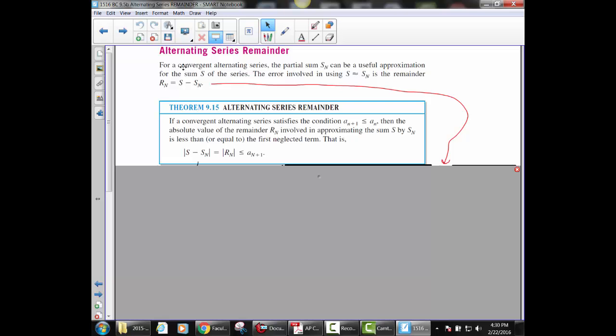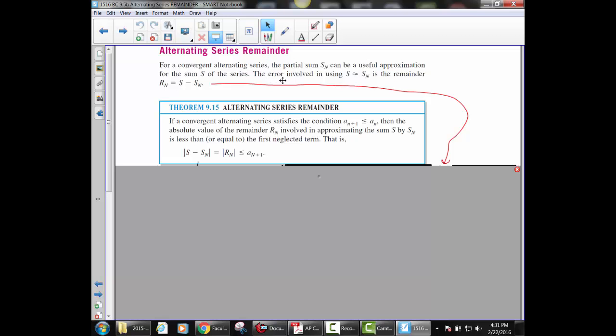Okay, so this is straight out of the book. For a convergent alternating series, the partial sum Sn can be a useful approximation for the sum of the series, which of course makes sense. It's an infinite series, so if it is convergent, the sum of all those terms ad infinitum equals a particular number. If you wanted to approximate it, obviously if you took the first 50 terms, you'd get a good approximation. If you took 500, you'd get a great approximation. If you take 7, you'll get an okay approximation, but you will get an approximation. But of course, it is an approximation, which means you're going to be off by so much.